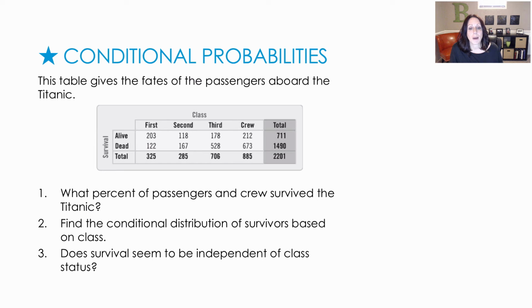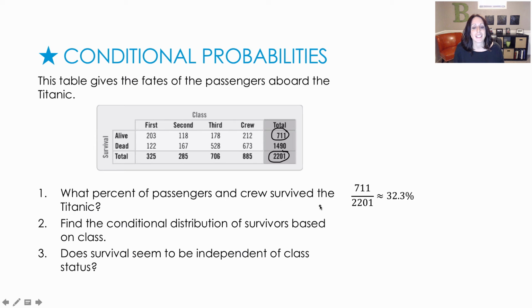So what percent of passengers and crew survived the Titanic? So that's percent total who survived. So people who survived, that's the people who were alive. Out of the total, we would do 711 over 2201 and get a percentage of 32.3%.